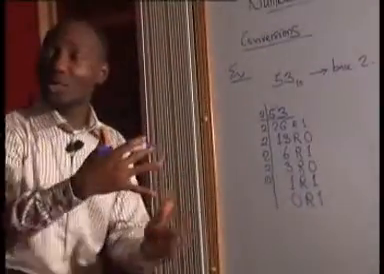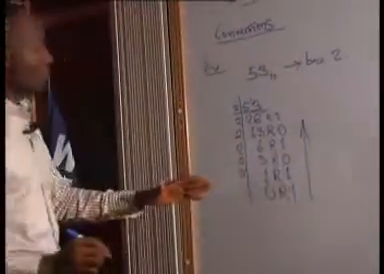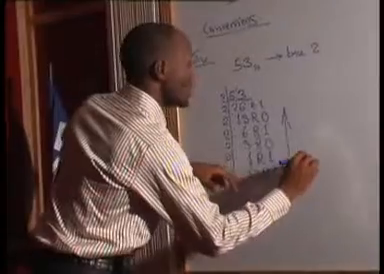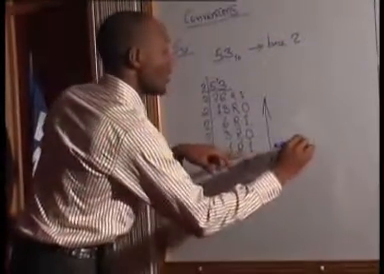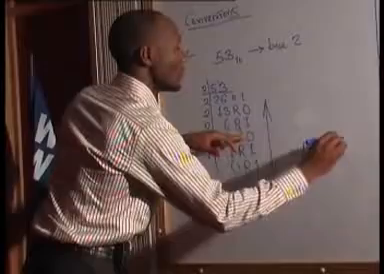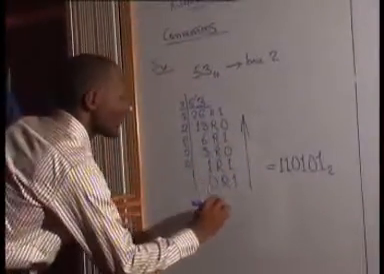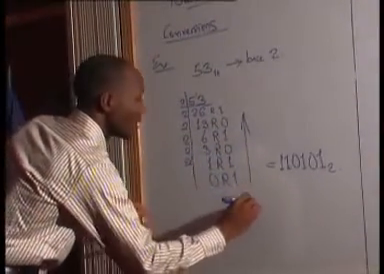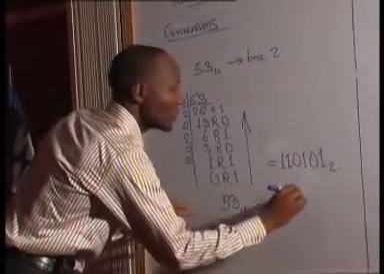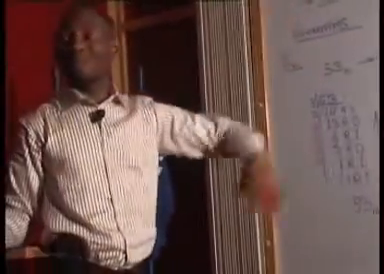So if you want to get your number in base 2, what do you do? You move this way. You now pick 1, 1. So you're going to have your answer as 1, 1, 0, 1, 0, 1 in base 2. Therefore, we are saying that 53 base 10 is the same thing as 110101 base 2. This is how you do all the normal conversions.